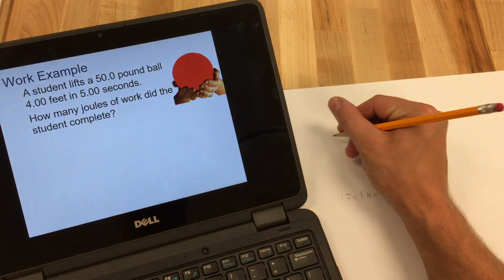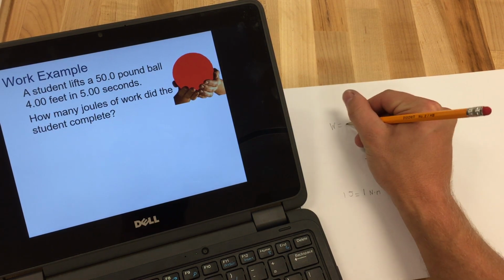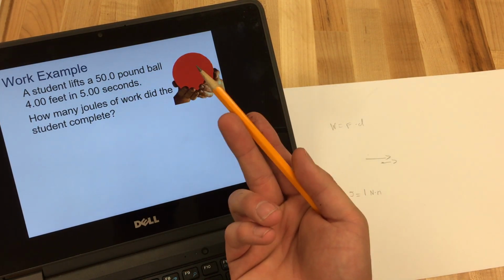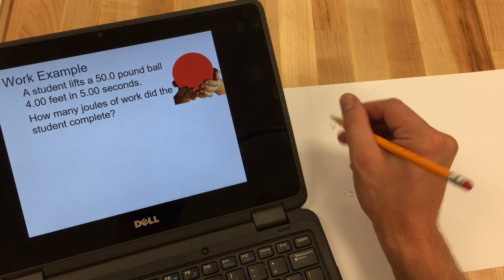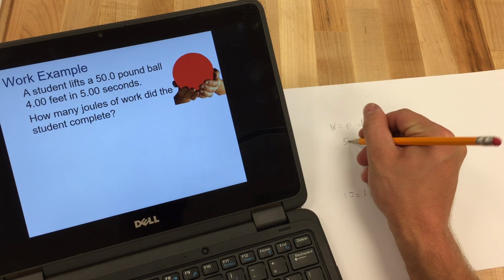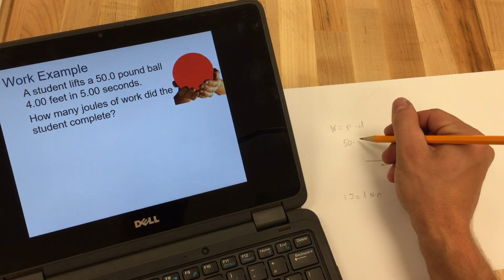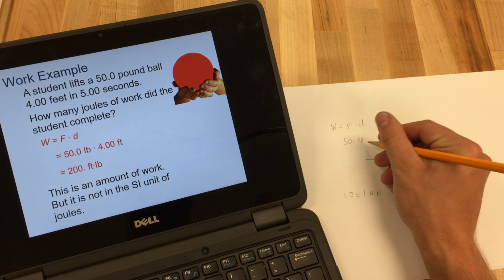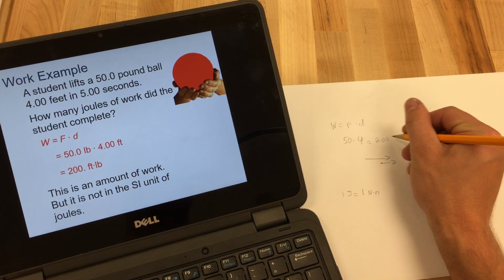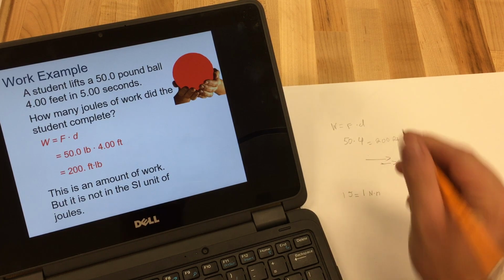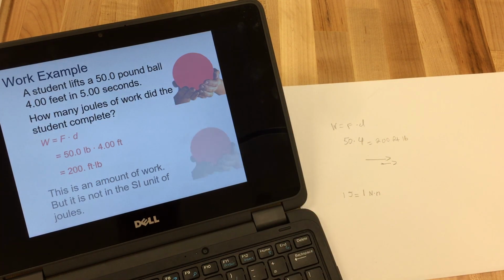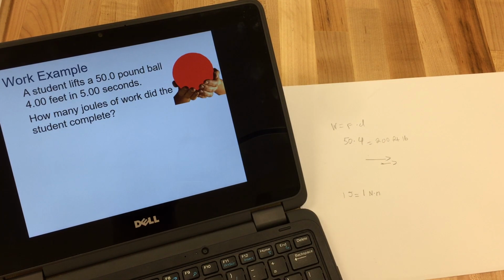All right, so we have our work equals force times distance. The force being, well, they have to exert 50 pounds to lift 50 pounds. So force, 50 pounds, times the distance of 4 feet. Okay? 50 times 4, and it's 200 foot-pounds. Okay, this is an amount of work. However, it is not in the SI unit of joules. So we need to make sure we do our conversions.